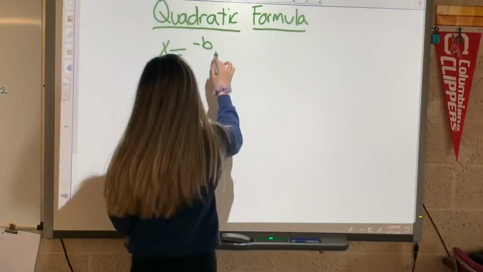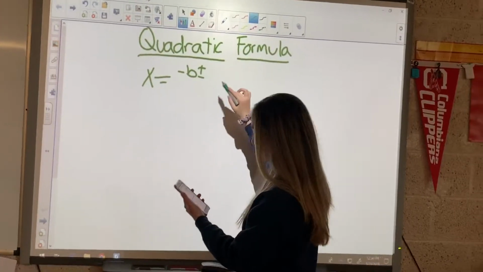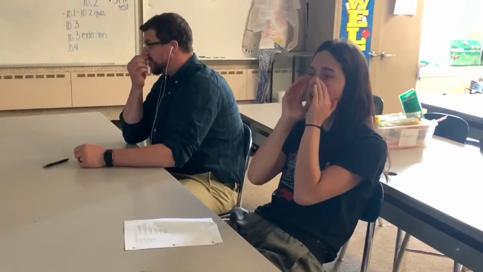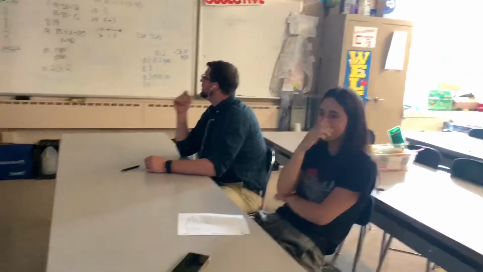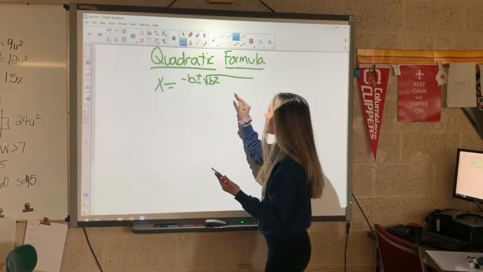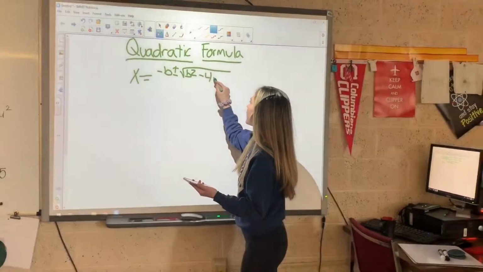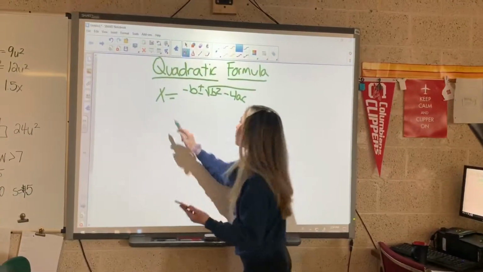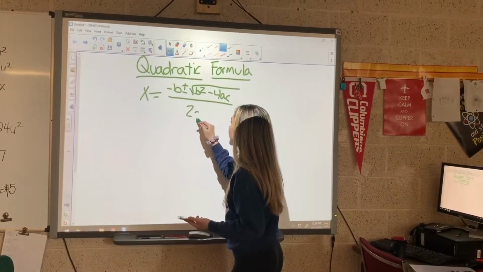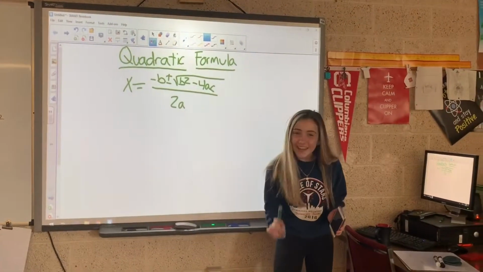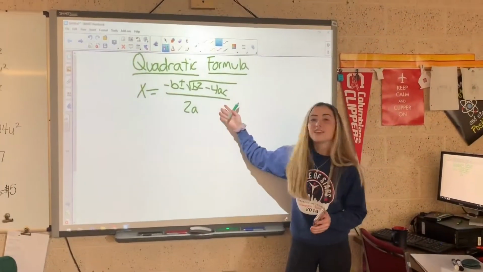x equals negative b plus or minus the square root of b squared minus 4ac, over 2a. So if you're ever trying to use the quadratic formula, you use this equation.